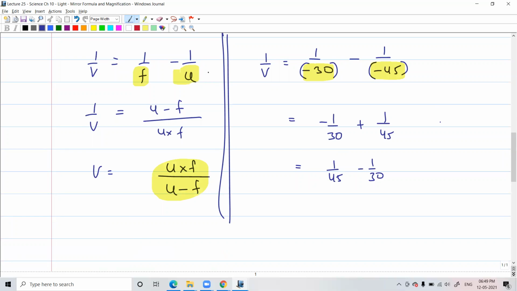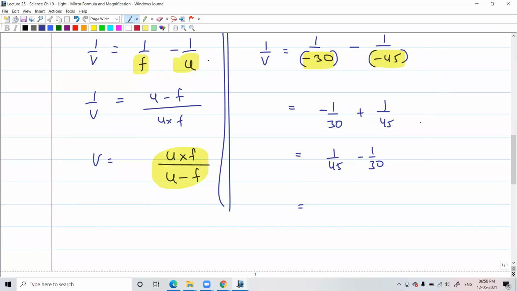I'm writing so many steps, but this is just a simple fraction addition and subtraction. Do it however you like. You can skip a few steps; you don't need to write so many steps like this. This is tenth standard, but just to make sure that everybody gets it, I'm writing it. But if you understand this, you can skip a few steps and write your answer directly. Sir, minus 1 by 90.